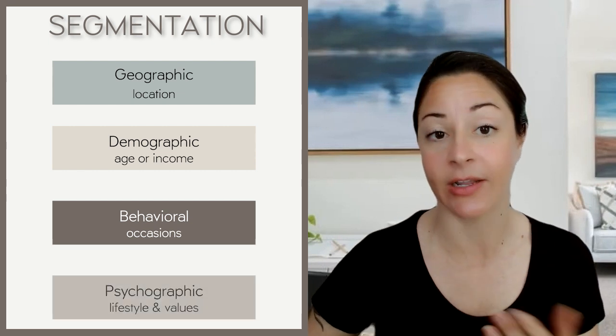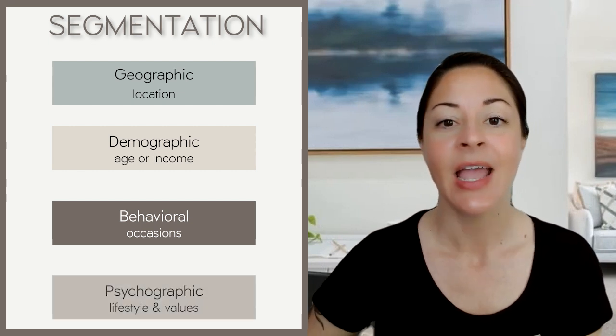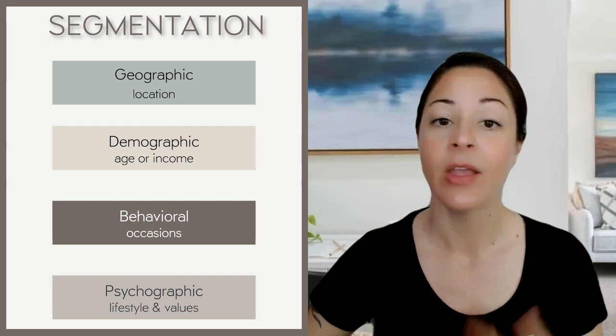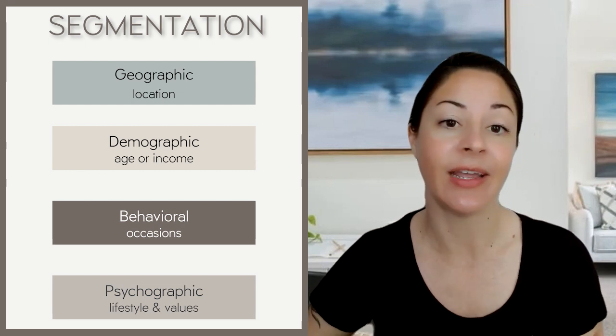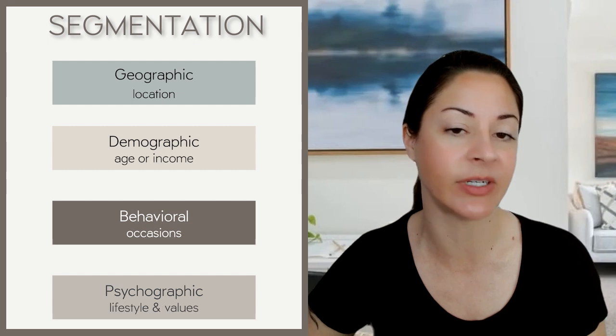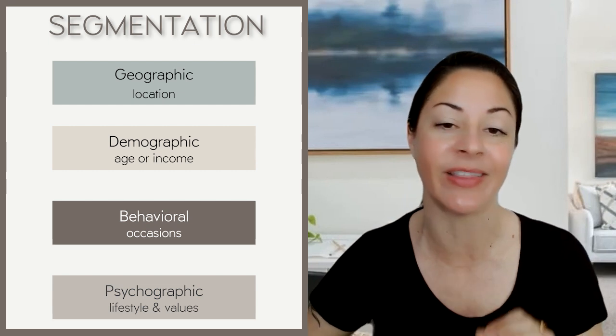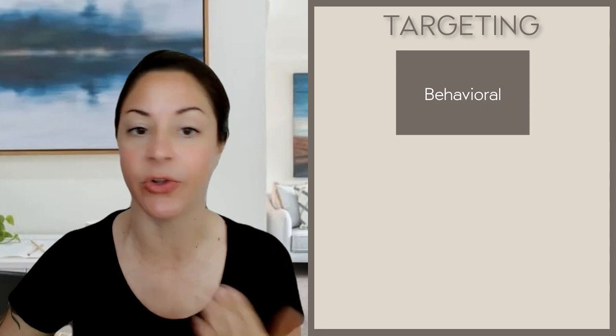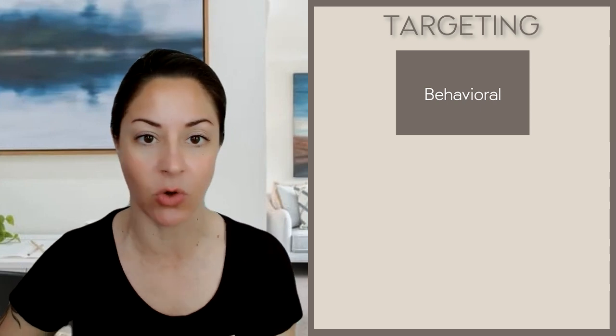Lastly, there's also psychographic segmentation. This would be segmenting based on lifestyle and values. For example, you could target environmentally conscious consumers with sustainable and eco-friendly catering practices. Now that we have our different segments, it's time to target. You'll begin by choosing the segment that aligns most closely with your organization's objectives and goals.